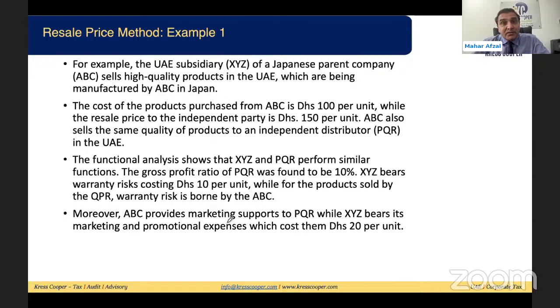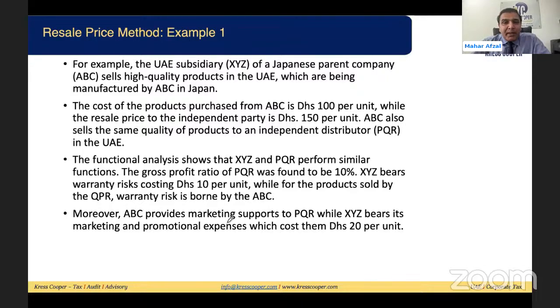Both are in similar circumstances. The product is the same, the market is the same, the functions are the same, the risk is the same. So what margin is PQR charging? Principally, XYZ would have charged the same margin of 10%. So if I assume that in comparable circumstances the margin of XYZ is 10%, what should the cost be?